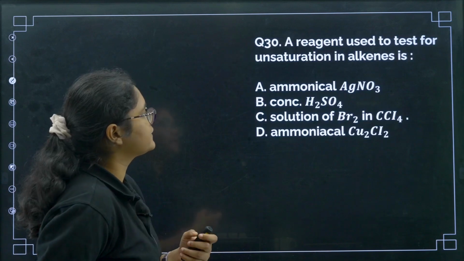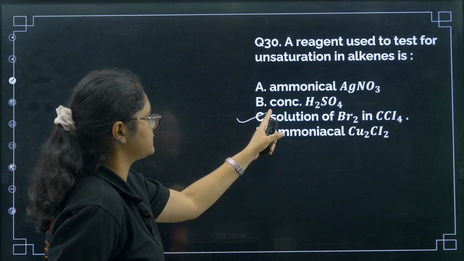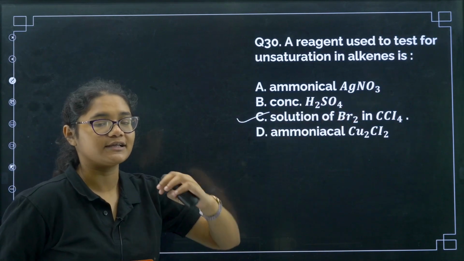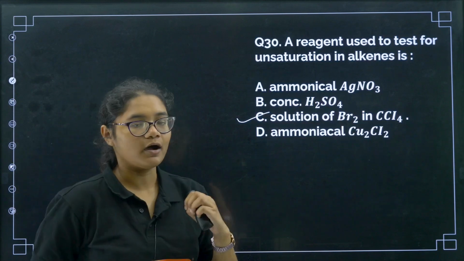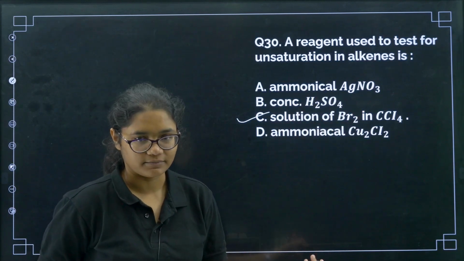Next, a reagent used to test unsaturation is your bromine water, right? So this has a reddish brown color, but when you react it with any unsaturated compound, you get decolorization of this Br2, okay.